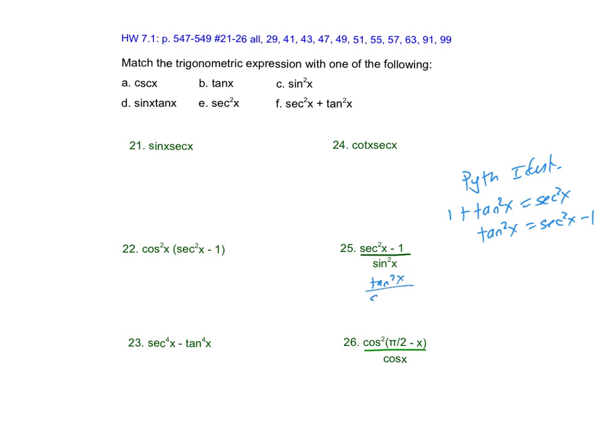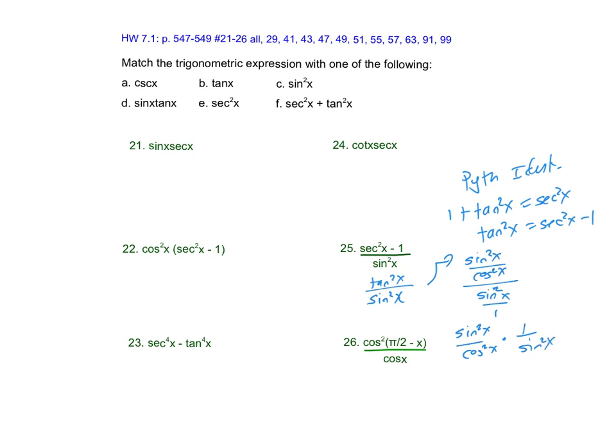So we'll have tangent squared x over sine squared x. Next, we can replace tangent squared x using the quotient identity as sine squared x over cosine squared x. Then we're going to have sine squared x over cosine squared x all over sine squared x over 1. Now we're dividing fractions, so I'm going to take the reciprocal of the denominator and multiply. So I'm going to have sine squared x over cosine squared x times 1 over sine squared x.